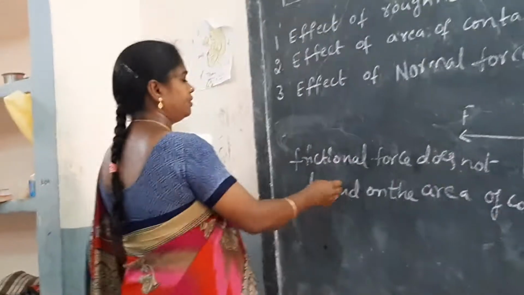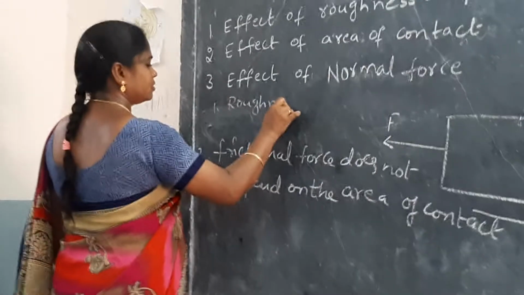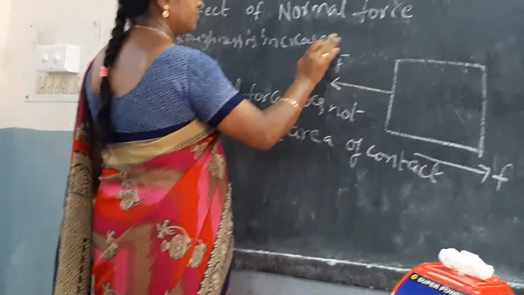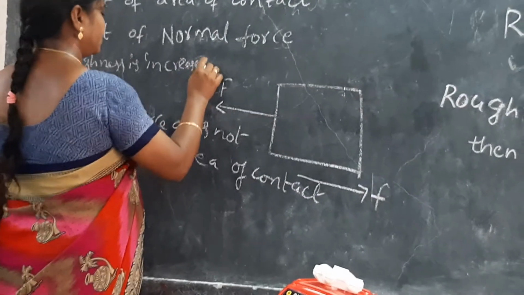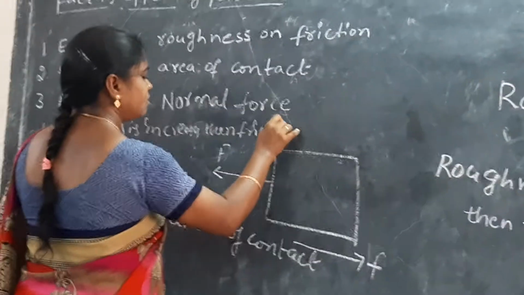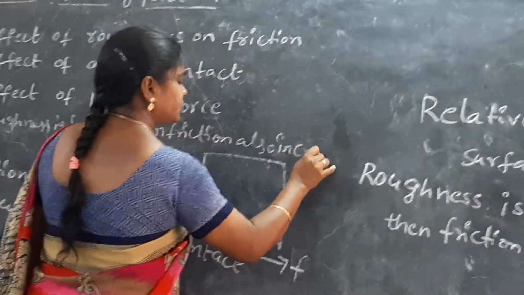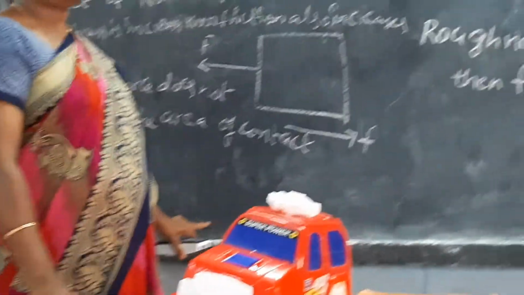This is the second one. First one, if roughness increases, then friction also increases. Second one, frictional force does not depend on the area of contact.